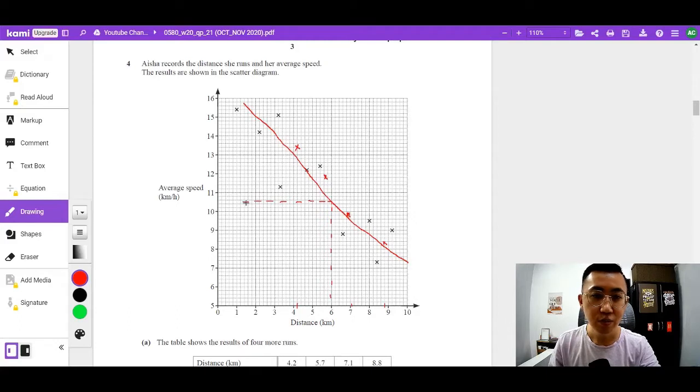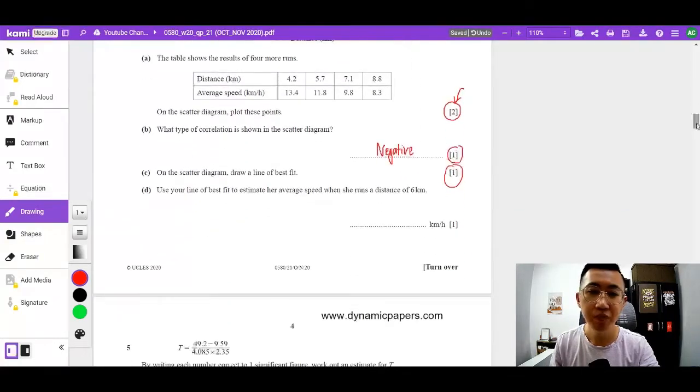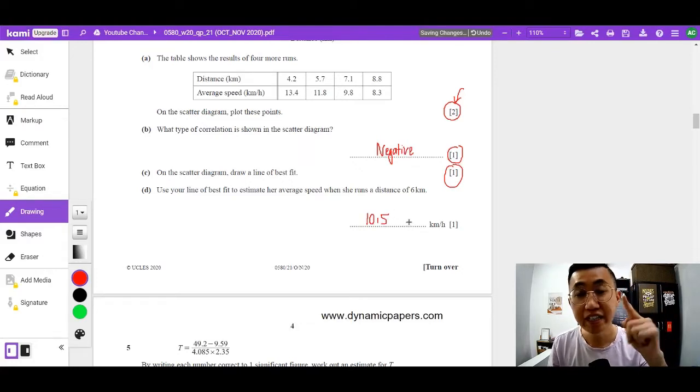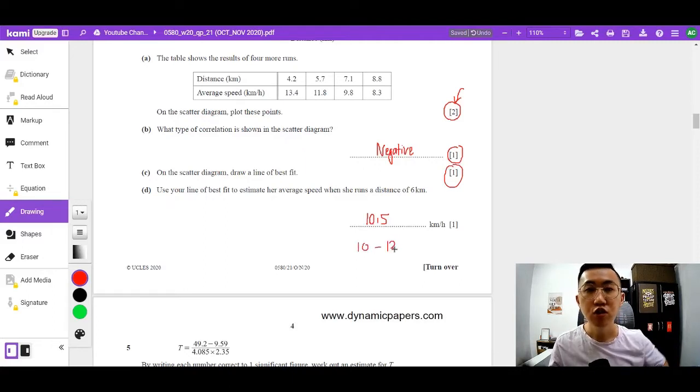Okay, so teacher is trying my best and you just have to write out what is this point. So for my freehand line of best fit, it's around 10.5 or 10.6. Okay, so teacher think is 10.5 km per hour. And the marking scheme says that it's accepting from 10 to 12. So the range is quite big. Your line of best fit for everyone is different, you see. So as long as your answer for question D fit into this range, then you are correct.